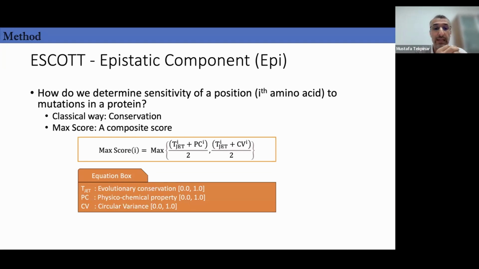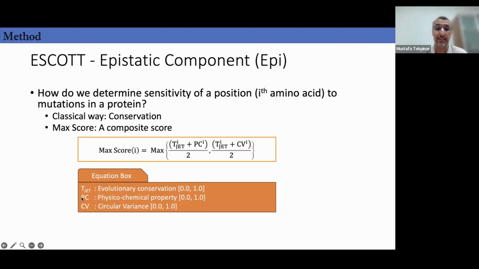We are using a score that we called max score. Max score, as you can also see, is a composite score. It's made up of 3 components. The first one is TJET. TJET plays the role of evolutionary conservation, but it is definitely not Shannon entropy. As I said, it's coming from joint evolutionary trees, but it plays the role of evolutionary conservation.